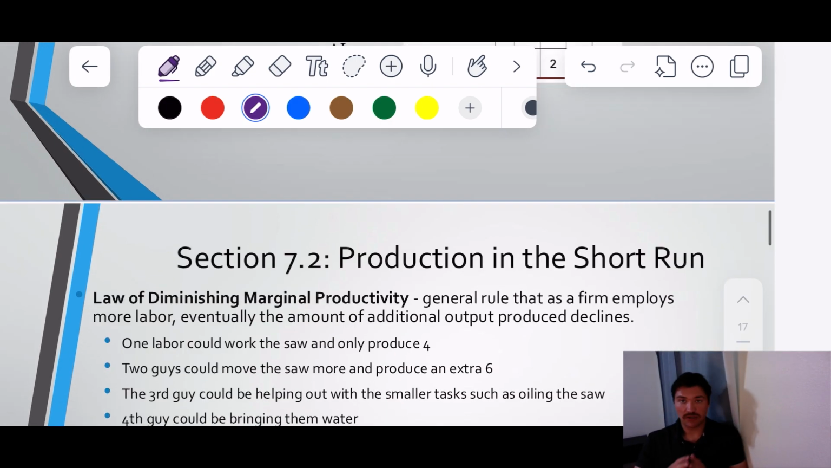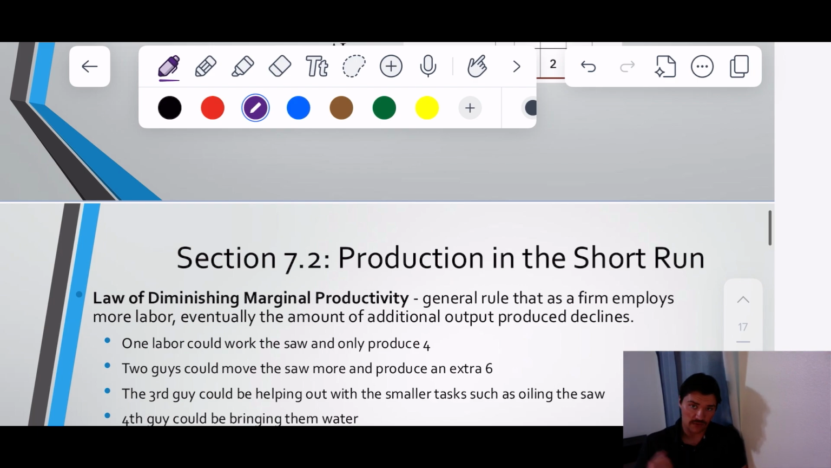As you can see, because we went 4, 6, 2, 1, and 0, we are seeing this diminishing marginal product going on. We have this idea of the law of diminishing marginal productivity, a general rule that as a firm hires more labor, eventually the amount of additional output produced declines. One person was working the saw, and he could do 4 trees by himself. The 2 guys that work together have some specialization and can now do an extra 6, where the total is 10.